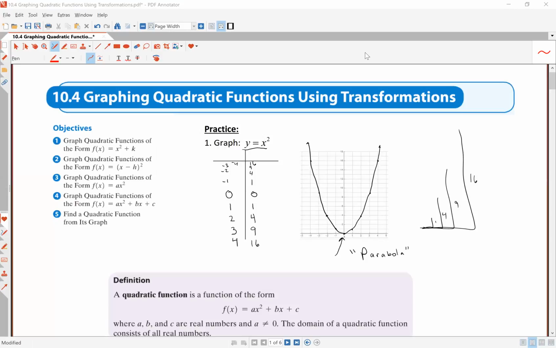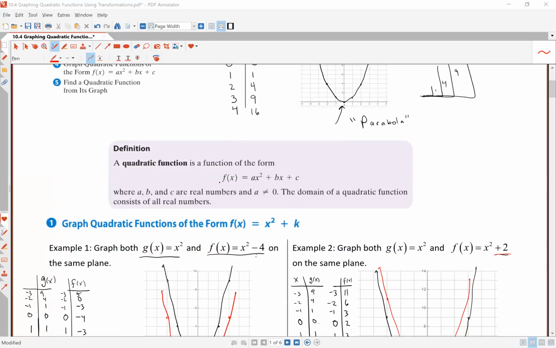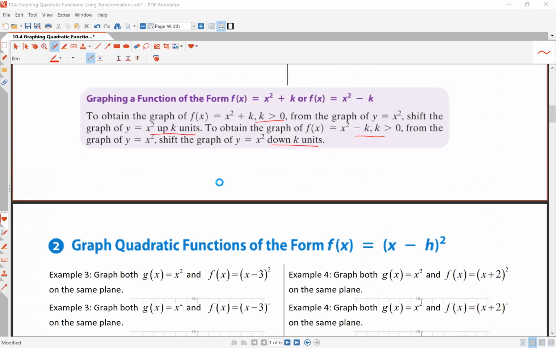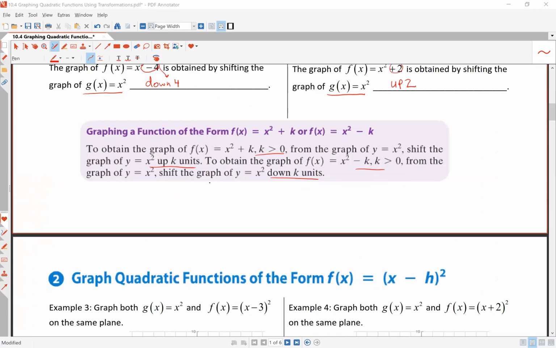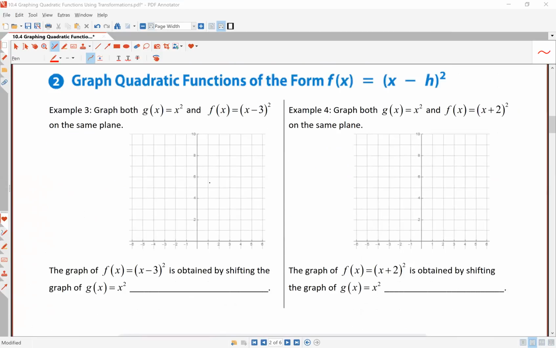This video covers section 10.4, graphing quadratic functions using transformations. Objective 2, graph quadratic functions of the form f of x equals x minus h in parentheses squared. We saw that when there were no parentheses in objective 1, the graph was being moved up and down. When we put parentheses around it, x minus 3 squared and x plus 2 squared, we will see that these graphs get shifted left and right.